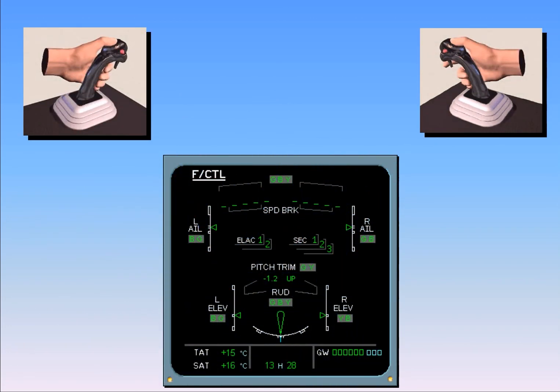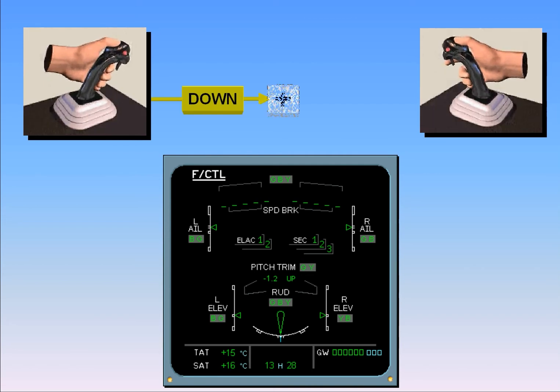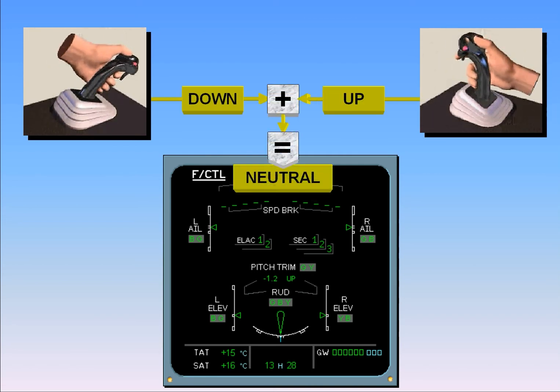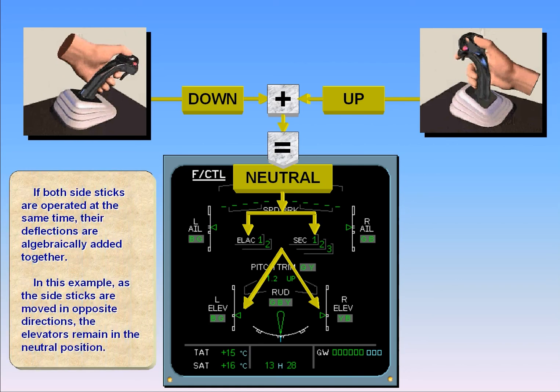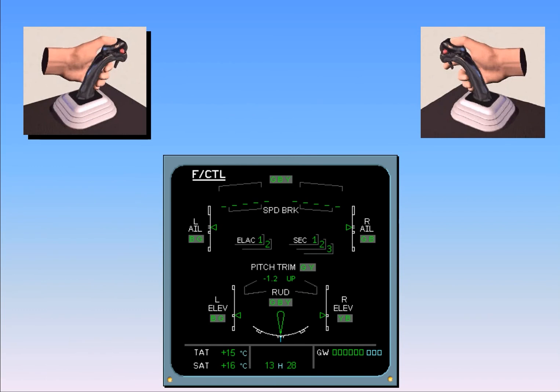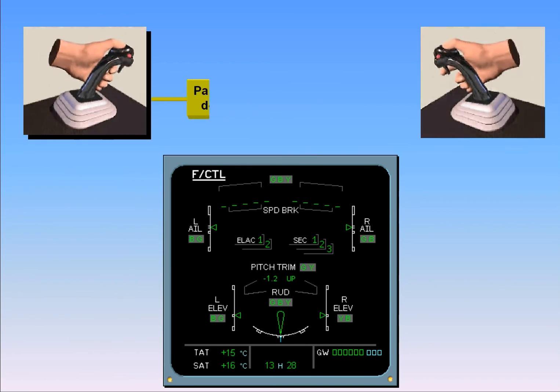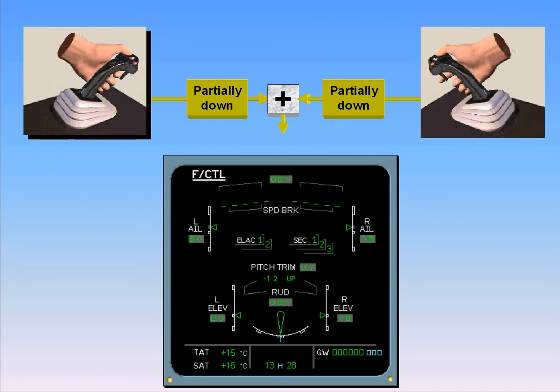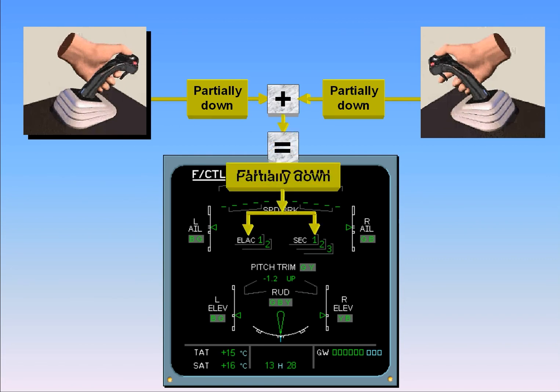If both side sticks are operated at the same time, their deflections are algebraically added together. In this example, as the side sticks are moved in opposite directions, the elevators remain in the neutral position. When both side sticks are moved in the same way, the total demand is never more than the full deflection on only one side stick. Here, as both side sticks are moved forward, the elevators achieve normal full-down deflection, but no more.